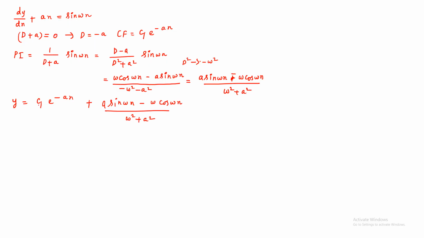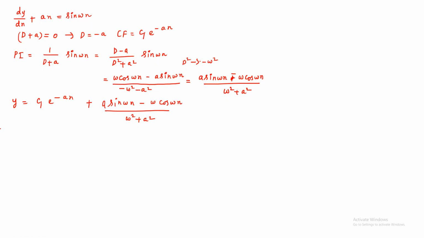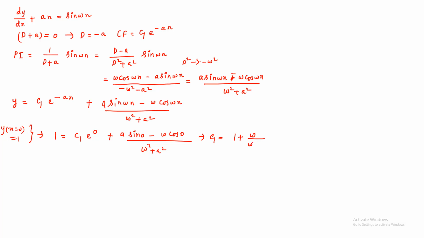Now we have to find the constant c1. For that we have been given a boundary condition: at x = 0, y = 1. If we substitute that, we get 1 = c1 e^0 plus (a sin 0, which is 0, minus ω cos 0, and cos 0 is 1) over (ω² + a²). Then you will get c1 to be 1 + ω/(ω² + a²).